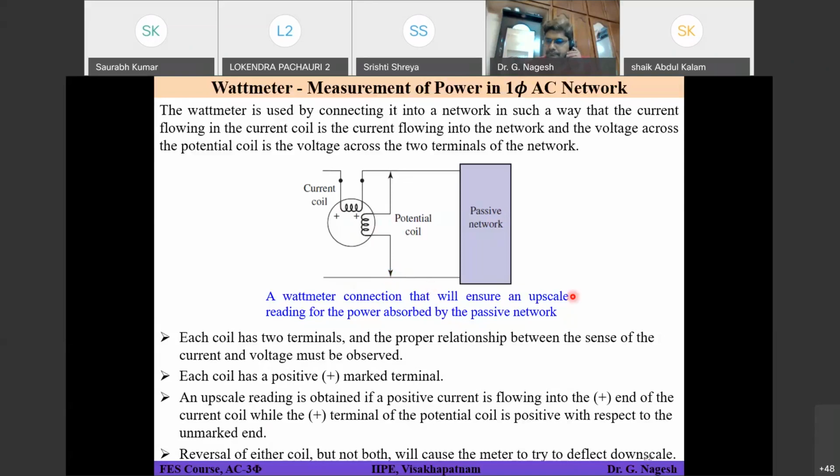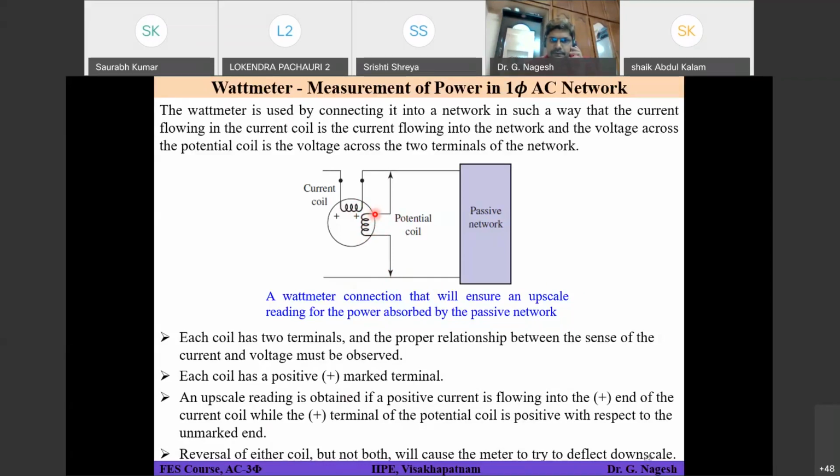Sir, which one is at lower potential in the potential coil? So this is your potential coil, and this top one, that means this point, is your positive terminal. And this is your negative terminal, because they have given plus here. So this plus corresponds to this terminal.